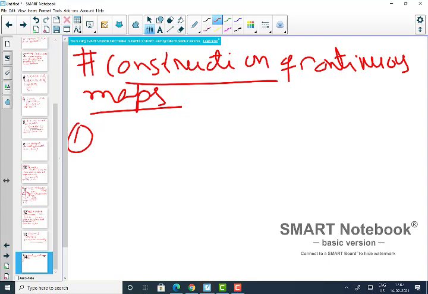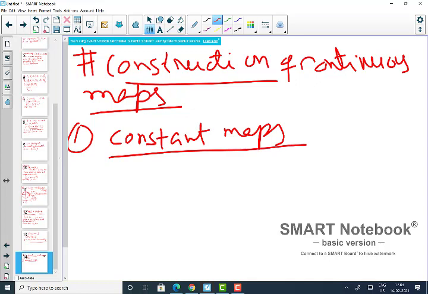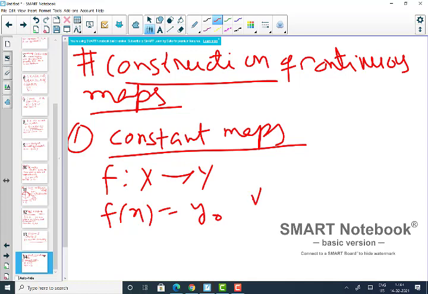There are many such things, and the proofs are also simple. For some proofs, I will tell you what to do yourself. For example, a constant function is always continuous, so let me write down: constant maps are always continuous. What does that mean? If you have a map from X to Y such that f of x equals something fixed, say y naught, for all x, then these constant maps are always continuous.